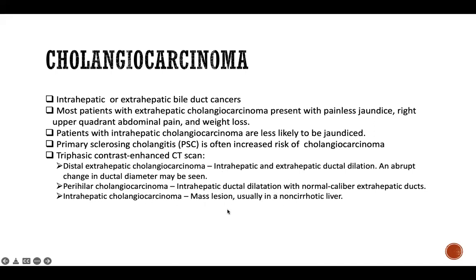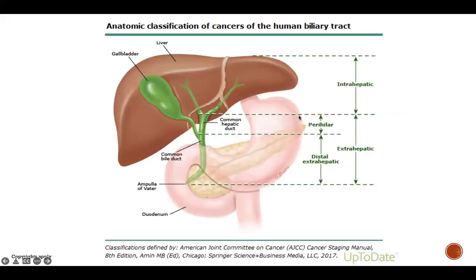Intrahepatic cholangiocarcinoma, usually it's a mass in a non-cirrhotic liver. Okay, we see here if it's extrahepatic, the compression here and dilatation more proximal, while the perihilar, the compression would be here and the dilatation would be proximal, while the common bile duct is normal, not dilated. But in the intrahepatic, there's no dilatation of the perihilar or common bile duct.